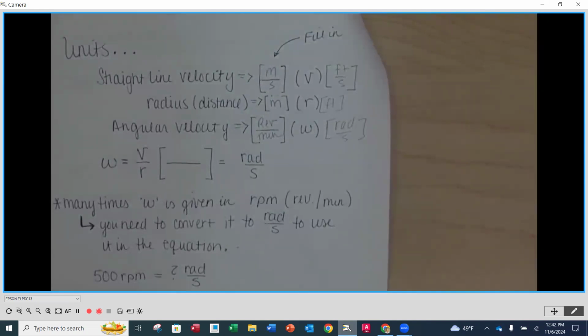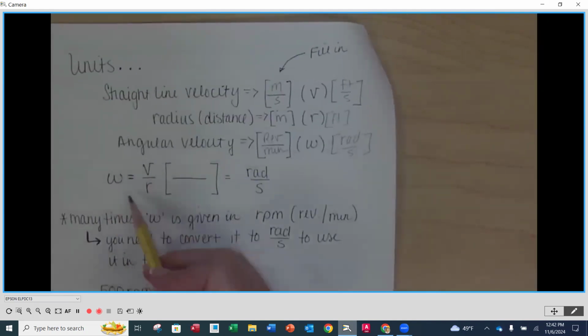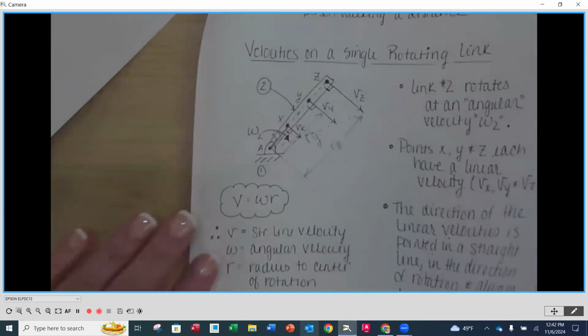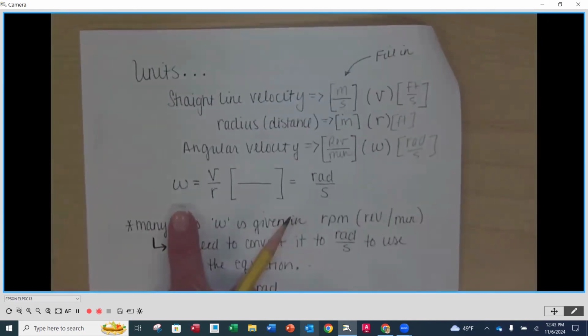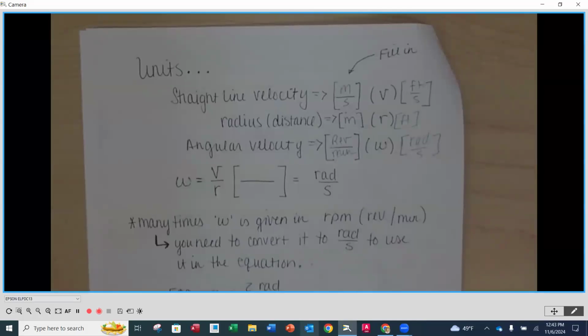But when we're calculating and using W in our rearranged form of the relationship V equals WR, all that's doing is taking the W and getting rid of the R on the other side. It's just solving for W in that equation. When we are using that, in and out of that equation, we will always get radians per second, and let's see why.